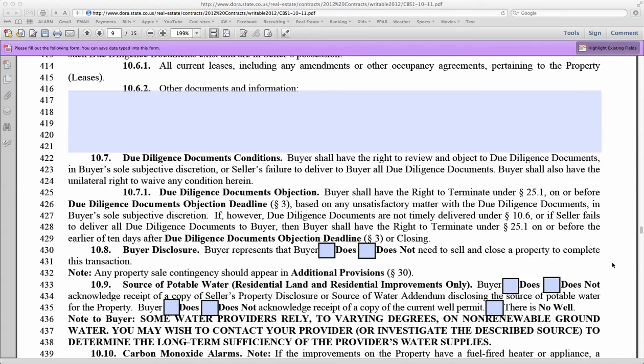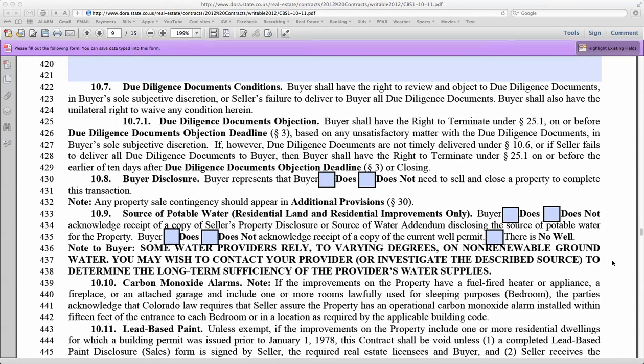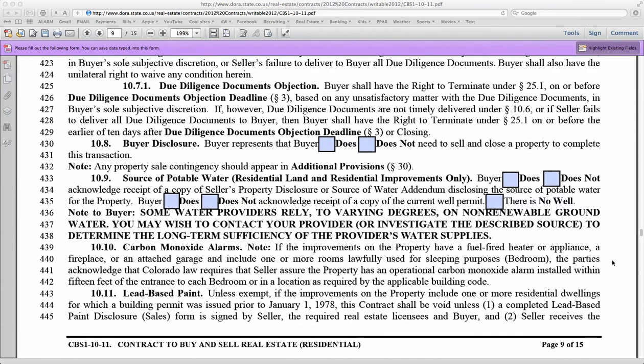Next is 10.9, and that is the source of potable water. This is where the seller would provide their property disclosure and source of water addendum. And also if there is a well permit, they would need that number here as well. And this is saying whether or not the buyer has received them or has not.